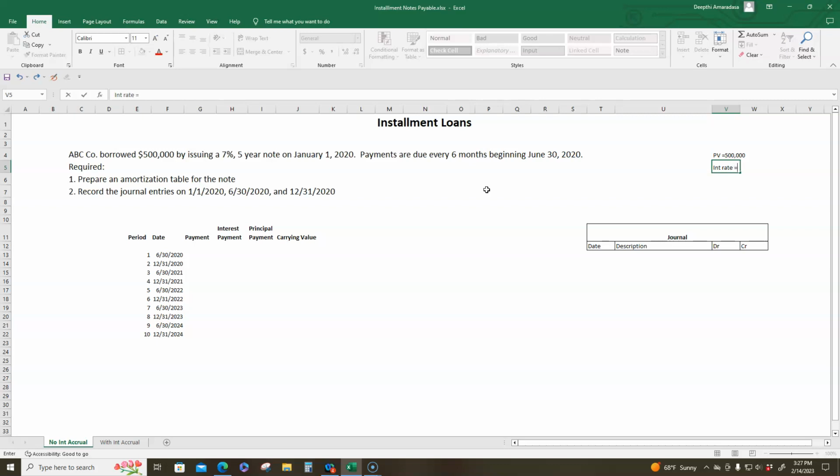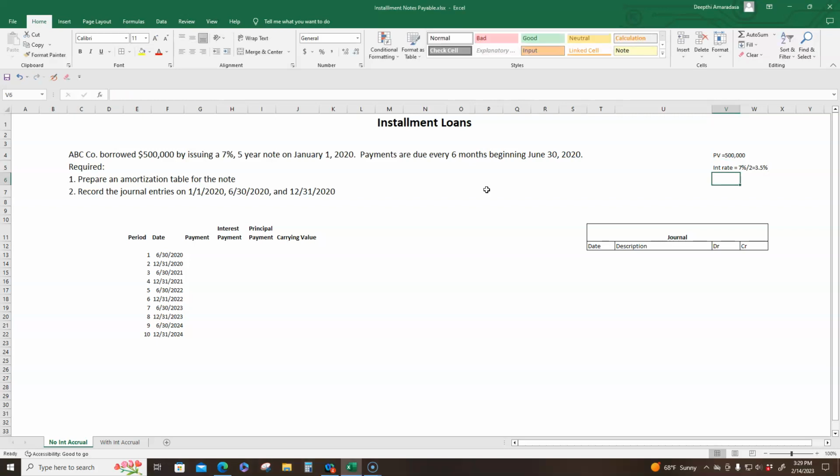So our interest rate is going to be the annual interest rate, which is 7%. And then you have to divide that by the number of payments per year. So in this case, it's 2. You're going to make 2 payments. So your interest rate that you're going to put in the Excel formula is going to be 3.5%.